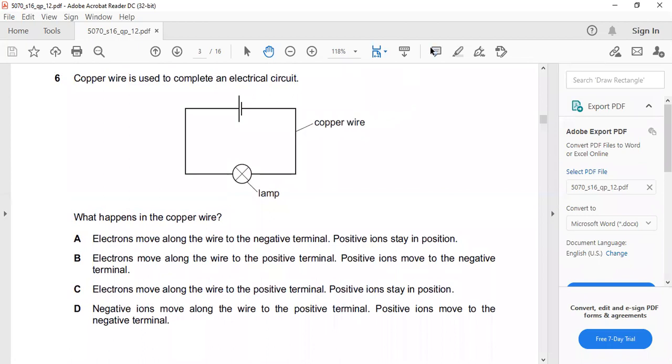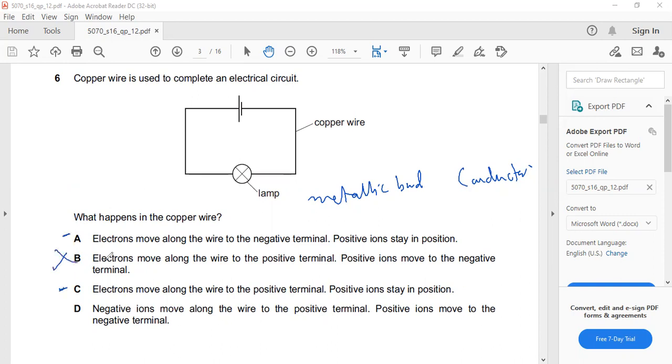Copper wire is used to complete an electric circuit. Okay, what happens to the copper wire? Copper wire means it's a metallic bond. The question is about metallic bonding and how electricity is conducted in a conductor. Electrons move along the wire to the negative terminal. Okay, A and C are very close, but any one is the answer.